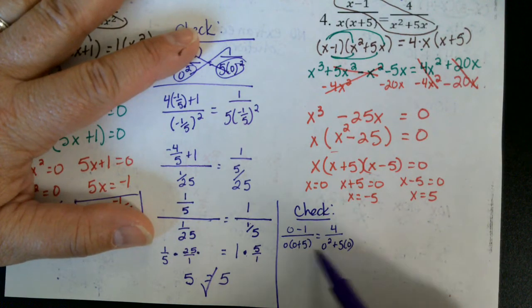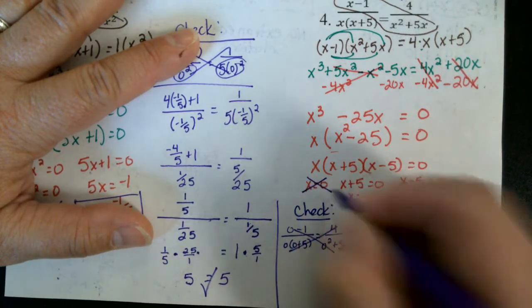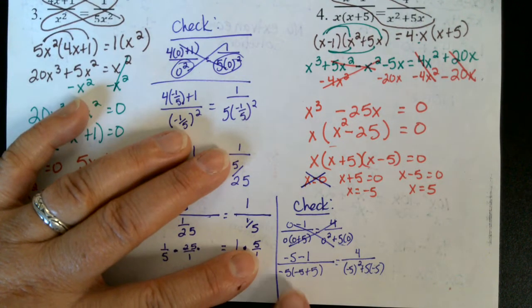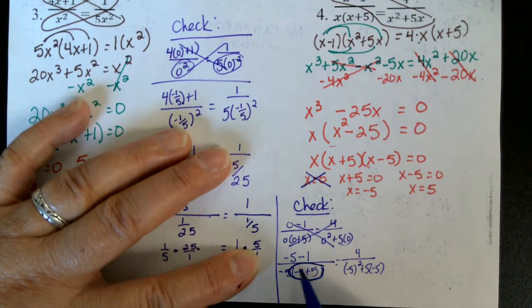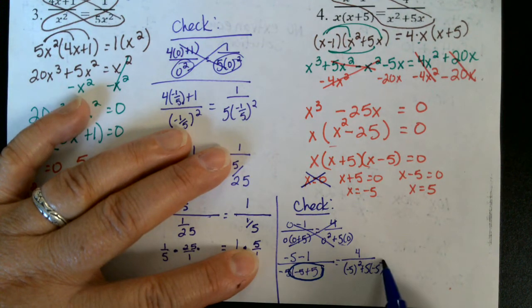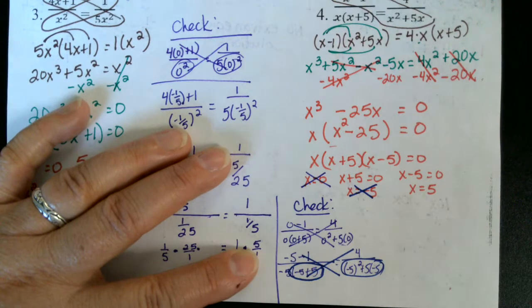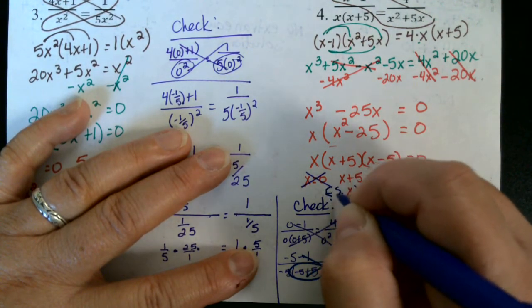So once again, I have substituted 0 in, which leaves me with 0 in the denominator. So 0 is not a solution. Here, I plugged in negative 5 to my equation. And if you look closely, you should see negative 5 plus 5 gives me 0. That's a 0 in the denominator. Right here, I also get 0 in the denominator. So negative 5 is also an extraneous solution. Both of these are.